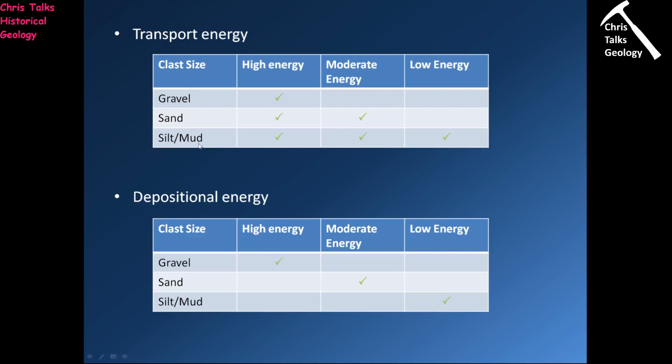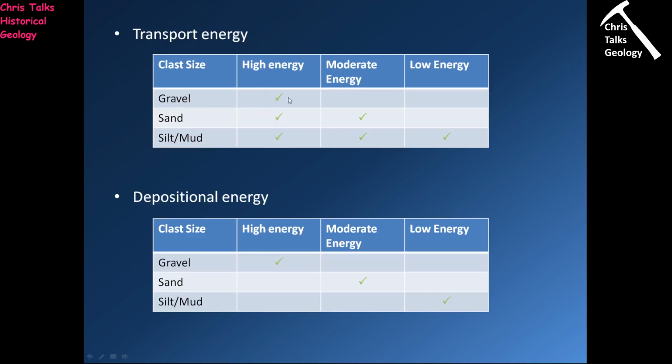So if we look at our class sizes, we've got silts and clays. I apologise, I've written mud there, that should say clay. So we've got silts and clays at the bottom, the finest particles. We've got sands, the medium-sized particles. Then obviously we have gravel, but that also includes cobbles and boulders as well.